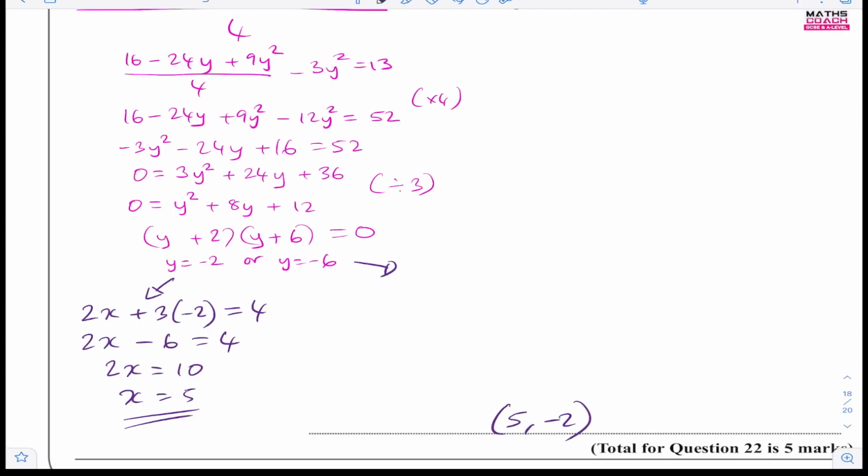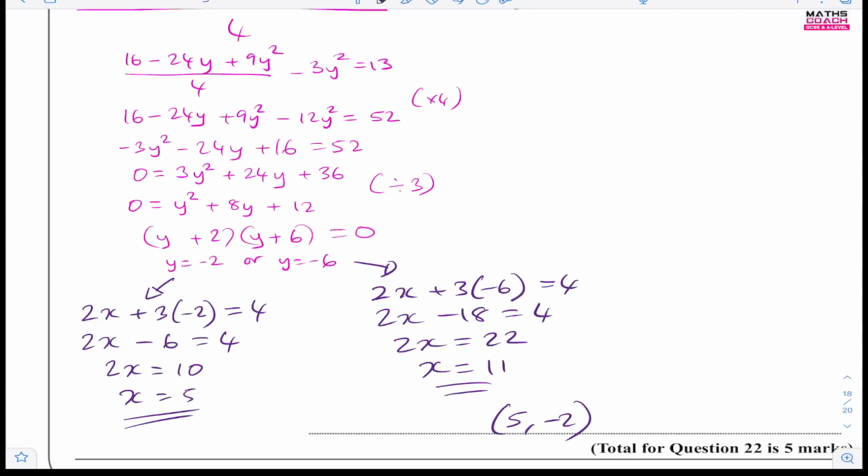So now let's substitute y equals minus 6 into the same equation, equation 2. So 2x plus 3 times y, which is minus 6, is equal to 4. So I have 2x minus 18 is equal to 4, and then take the 18 to the other side, giving me 2x is equal to 22, and therefore x is equal to 11. So that's my second solution, 11 and minus 6.